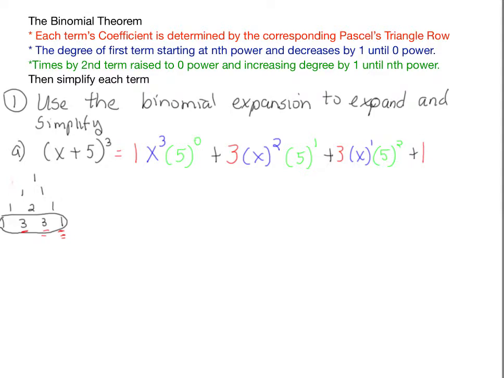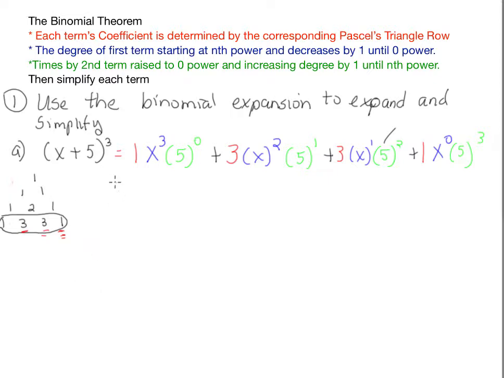Then we take our first term of x and raise it to the 0 power, times that by our last term of the binomial, which is 5, raised to the third power. Some things I want you to notice. Notice in the red, we have 1, 3, 3, 1. That corresponds to Pascal's triangle for row 3. Also, notice that the x terms start at degree 3 and decrease by 1 each time. And then the constant, that y term, starts at 0 and increases by 1 each time until we get to 3 as our ending degree.